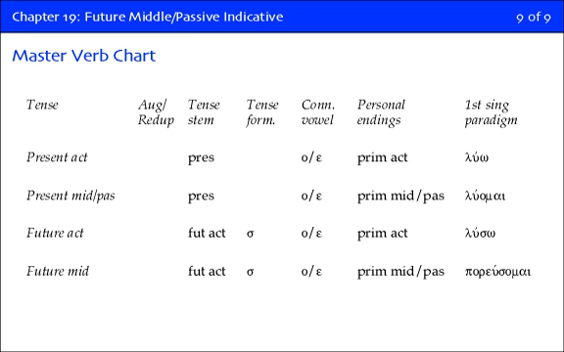Finally, we have 2 new rows in our master verb chart. Okay? How do you form the future active? You take the future active tense stem. You take a tense formative, which is a sigma. You take a connecting vowel, same one we've always had. You use primary active endings. And so you get, for example, luso. How do you form the future middle? Well, you start with a future active tense stem. You have a tense formative, sigma, connecting vowel, but you have primary middle passive personal endings. And so, for example, you get porusomai.